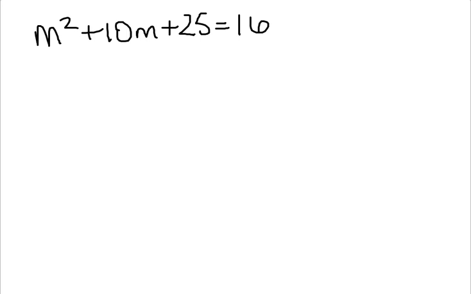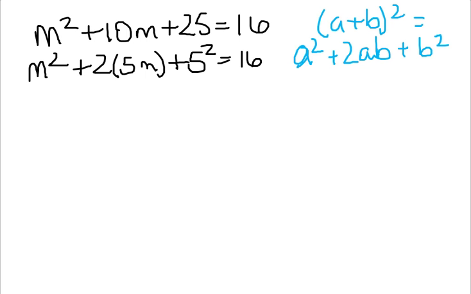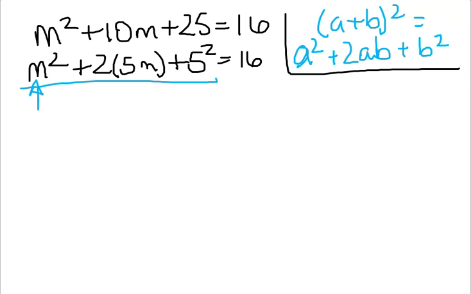m squared plus 10m plus 25 equals 16. So we need to stop for a moment and think about m squared plus 10m plus 25. And m squared plus 10m plus 25 can be rewritten as m squared plus 2 times 5m plus 5 squared. And remember that a plus b squared equals a squared plus 2ab plus b squared. And that's kind of what this looks like, isn't it? Something squared, 2 times their product in the middle.